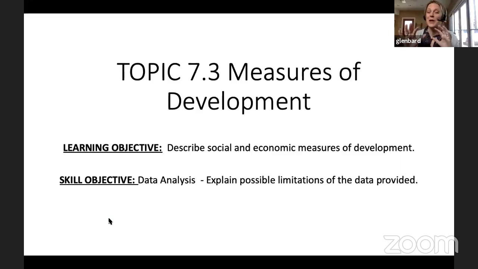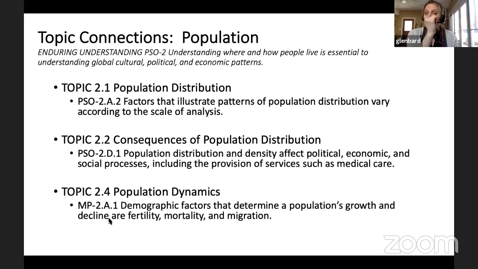So we are going to describe social and economic measures. We're going to do a ton of data analysis today, and hopefully we'll dance around a little bit of the limitations of that data as well. See, I told you filling out the census is important. So here's also why I'm most excited: today's lesson truly connects back to that population lesson.